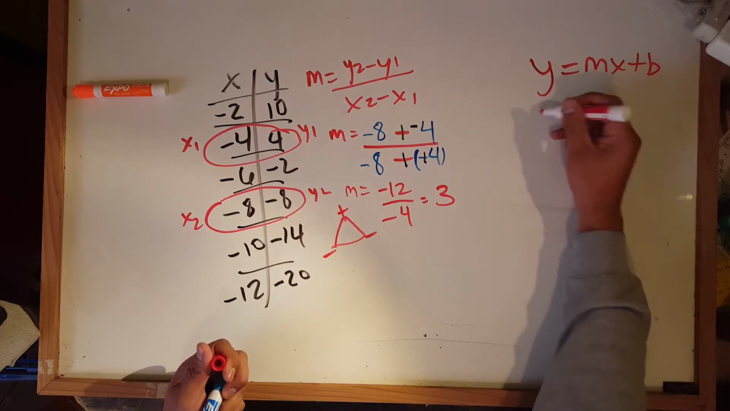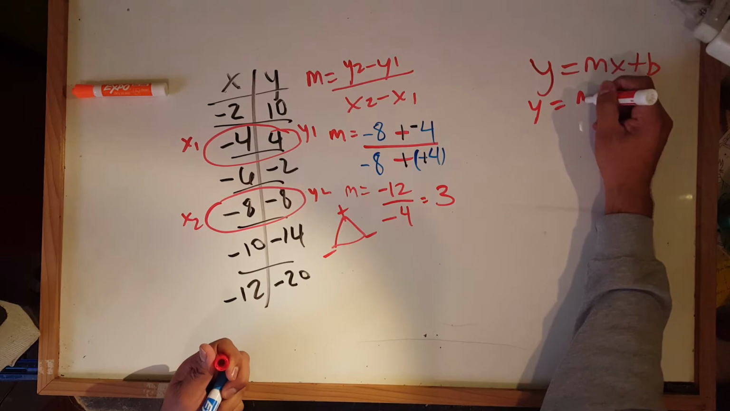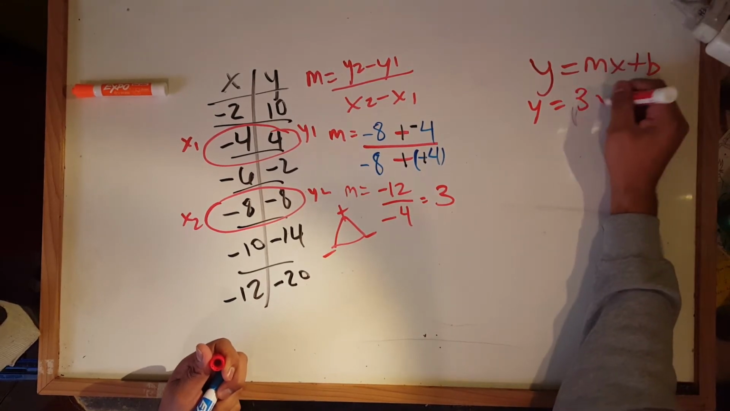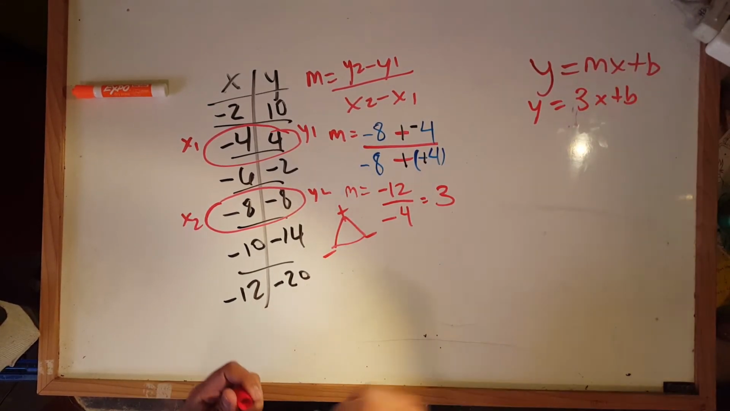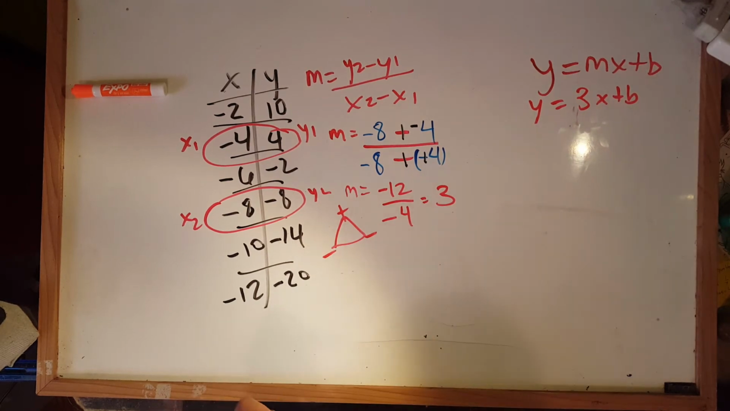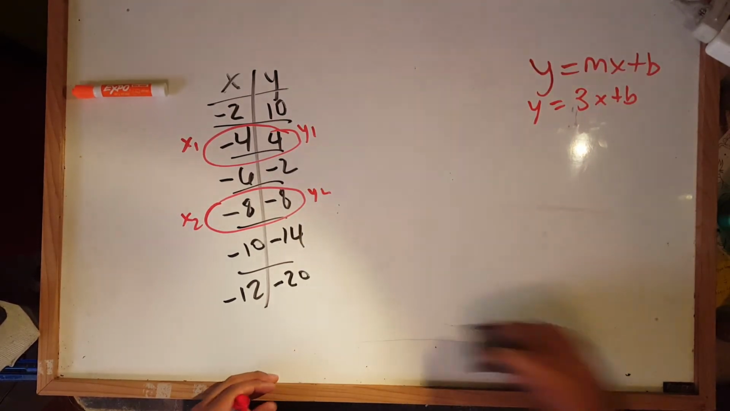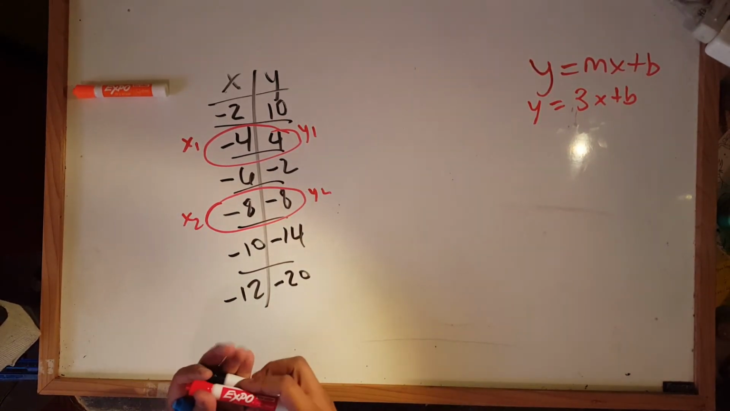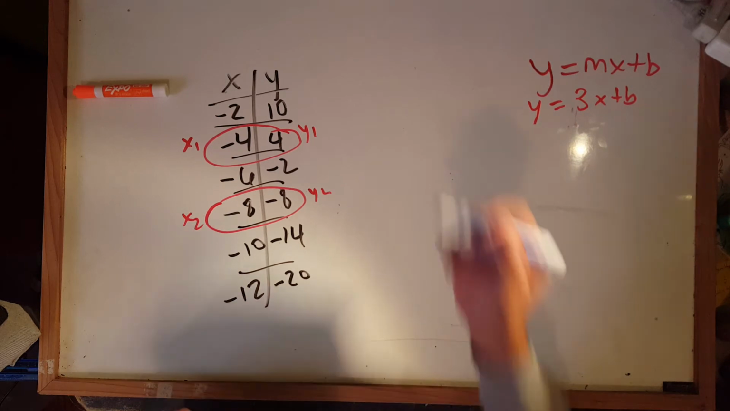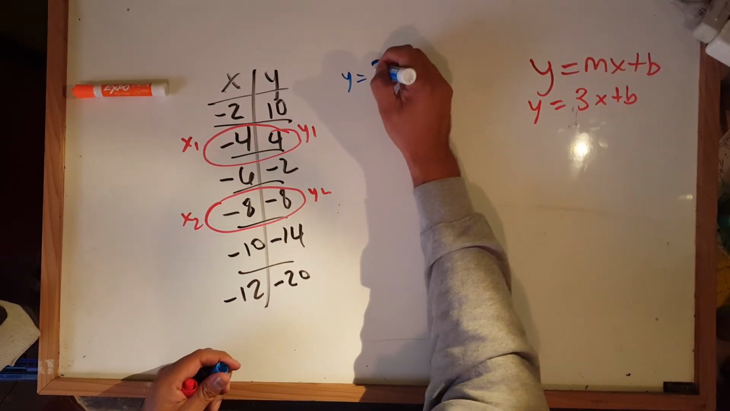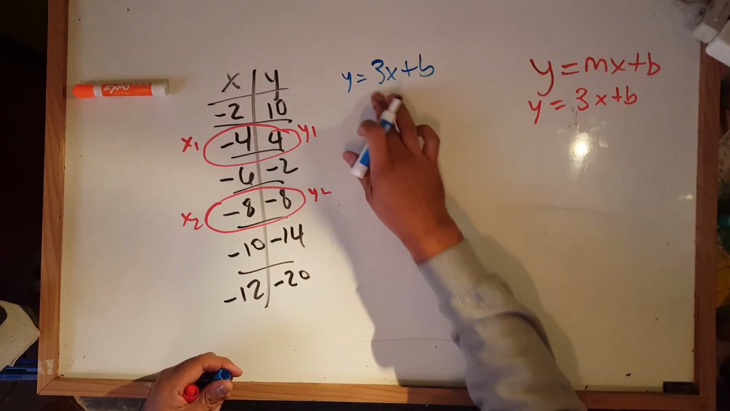So if you want, you can go ahead and put it up there. Y equals, not m, but 3x plus b. Okay? So there's my slope, that's done. So now I need to find my b. So to find b, I'm going to go ahead and erase all my work that I just did to find slope. And I'm going to put it in the formula. So I got y equals 3x plus b, because now I know what m is.